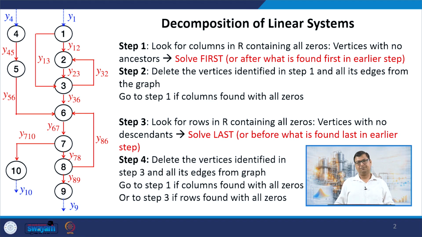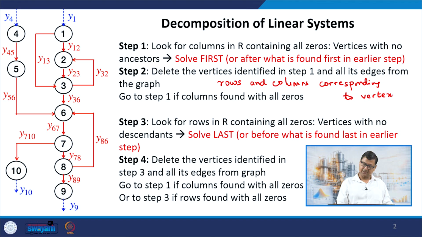Then in step 2, we delete the vertices identified in step 1 and all its edges from the graph. That means we basically delete the rows and the columns corresponding to the vertex or vertices identified in the graph. And then we always go back to step 1 if there are columns found with all zeros in the graph after reduction, right.